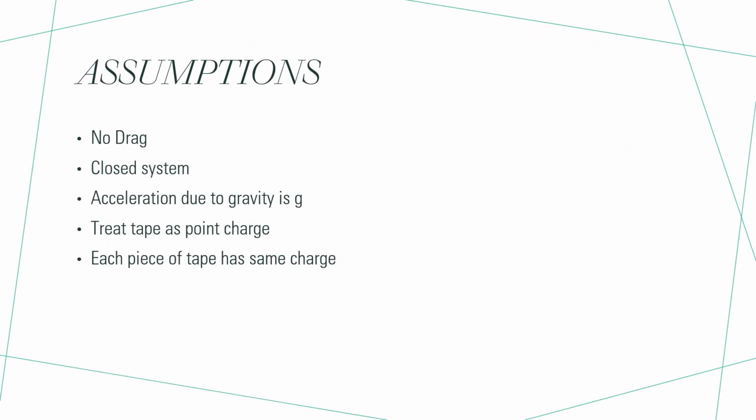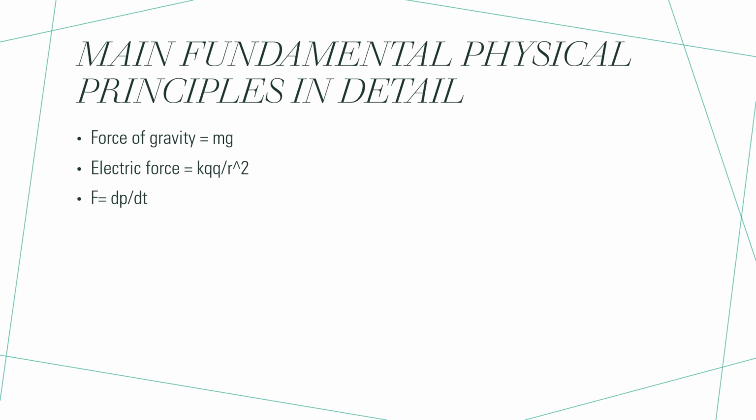The assumptions are that there's no drag, it's a closed system, and acceleration due to gravity is g, which is 9.8. We're supposed to treat the tape as a point charge for the coding, and assume that each piece of tape has the same magnitude of charge. The main physical principles are that force of gravity equals mg, electric force equals kqq divided by r squared, and force is equal to dp/dt, of course.